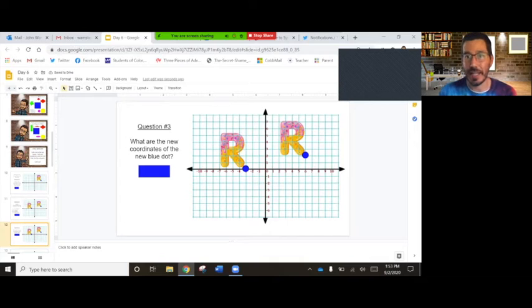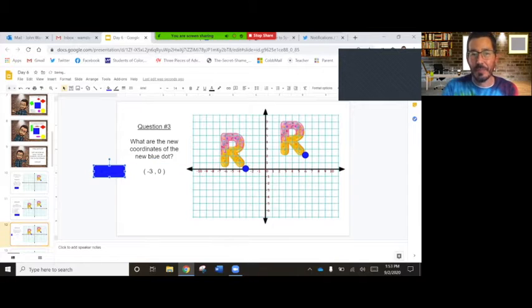All right, let's move on to question 3. Well, now that we've translated it, what are the new coordinates of the new blue dot? The old blue dot has been translated to the left and down. What are the new coordinates? And if you said -3, 0, you are correct. Sometimes we get tripped up when the coordinates are on the axis. -3 because you went back 3 from the origin, 0 because you didn't go up or down at all.